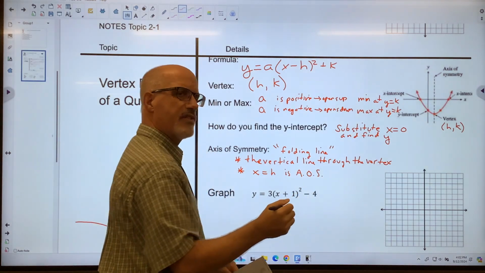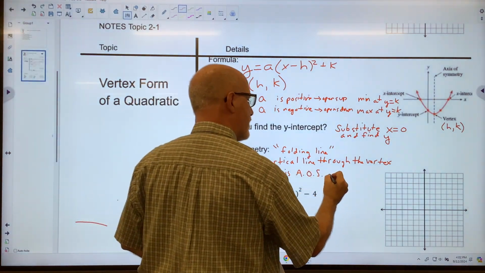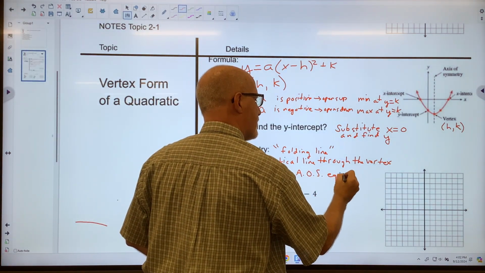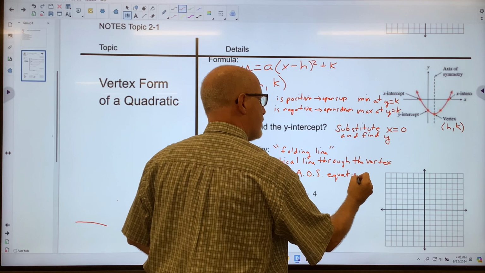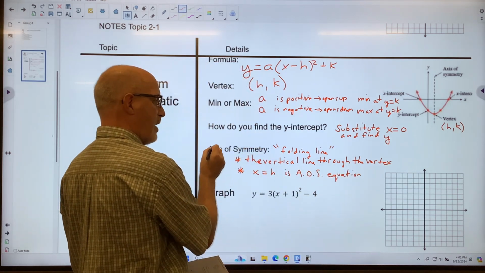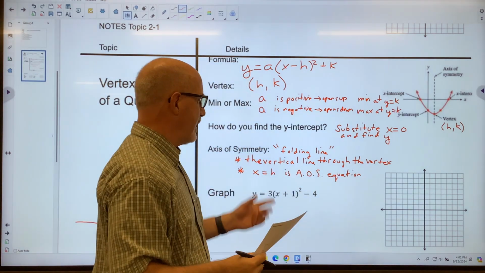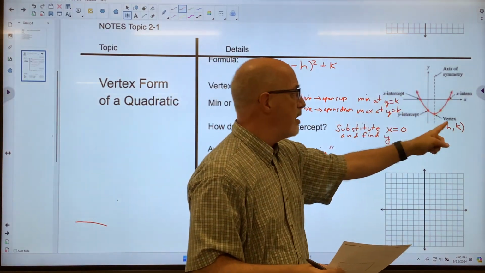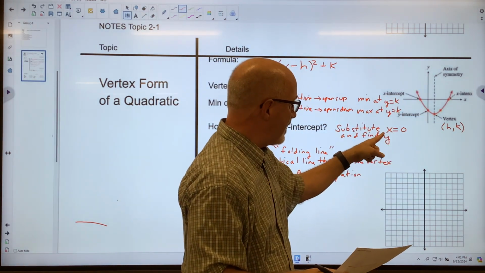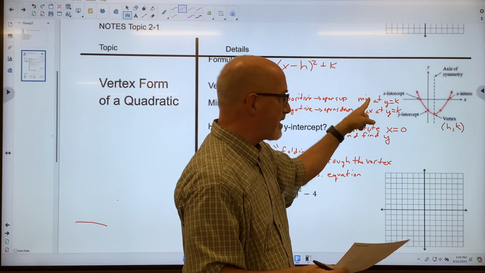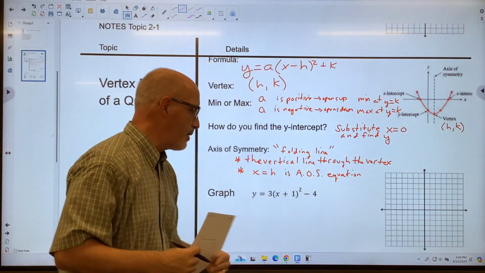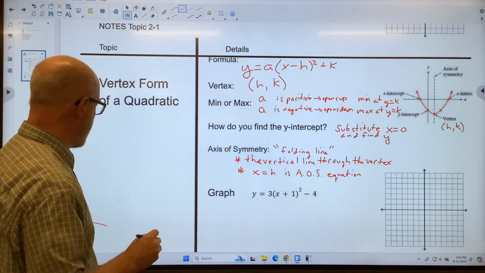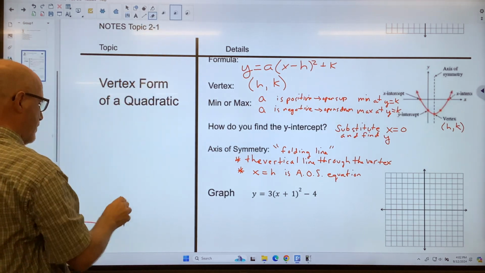is the AOS, axis of symmetry, equation. So just to abbreviate, we'll use AOS for axis of symmetry. And so x equals the h value is the axis of symmetry. y equals k is going to be either the minimum or the maximum, depending on whether it opens up or down. All right, let's take a look at this graph then. We'll try this one first.